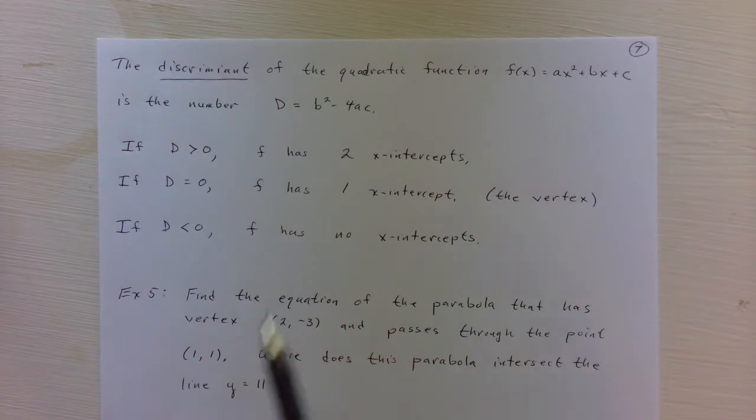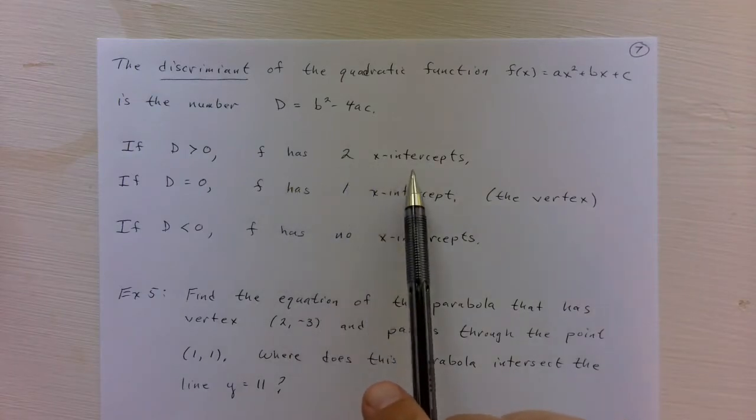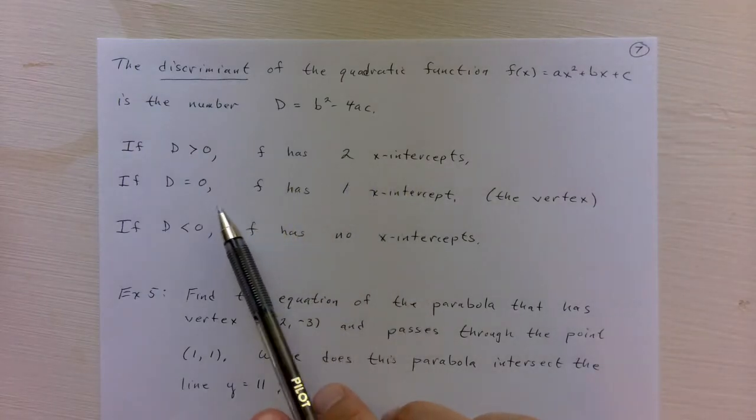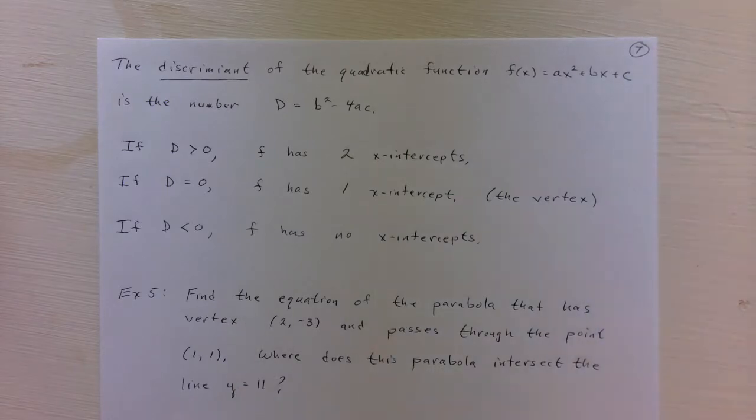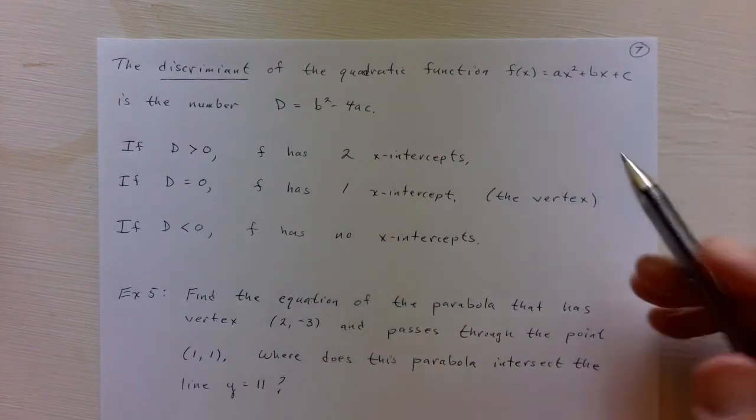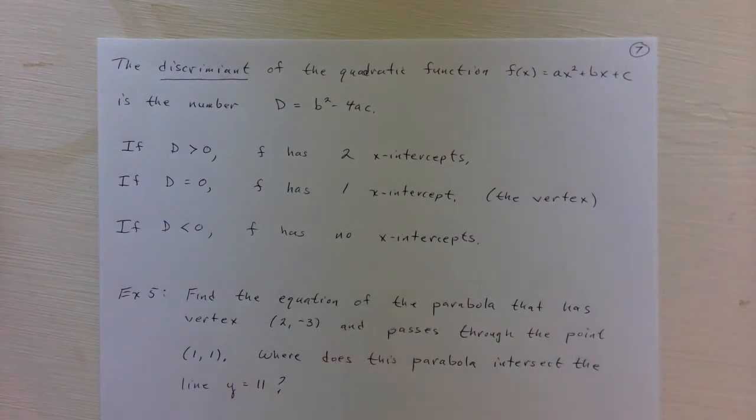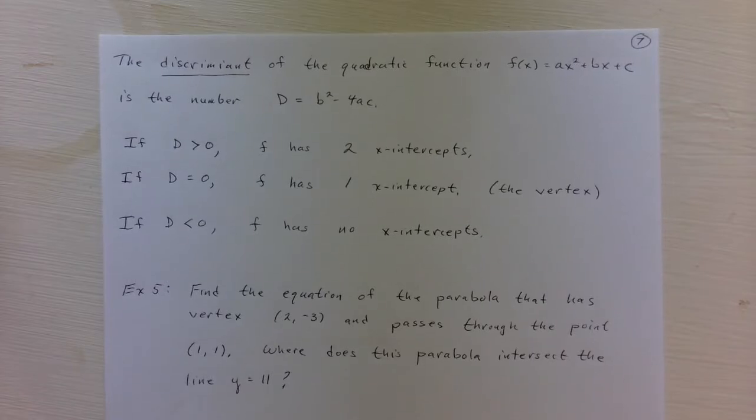If d is positive, we get 2 x-intercepts. If d equals 0, we get 1, and that's going to be the vertex. And if d is negative, then f has no intercepts, because then we have the square root of a negative number, and that doesn't make any sense. So there are no x-intercepts there. Let's go back and look at some of our examples.